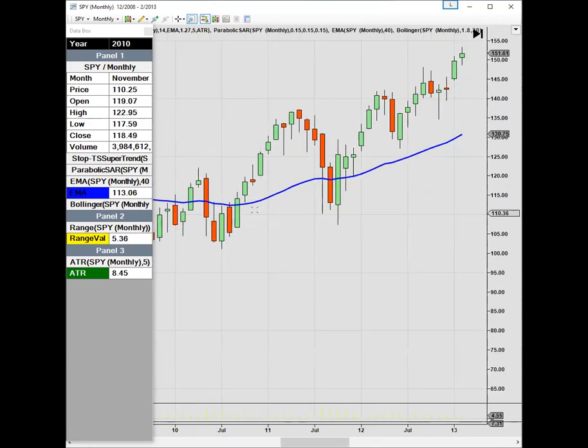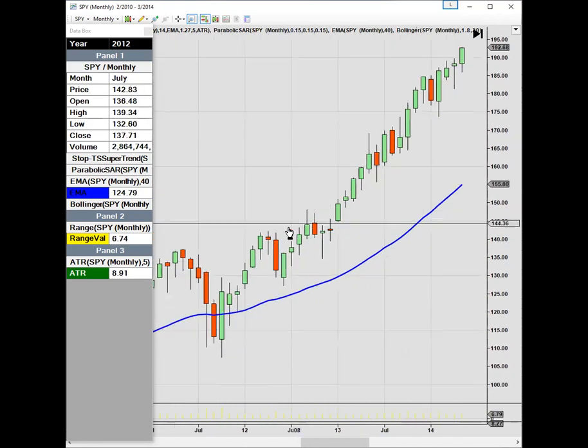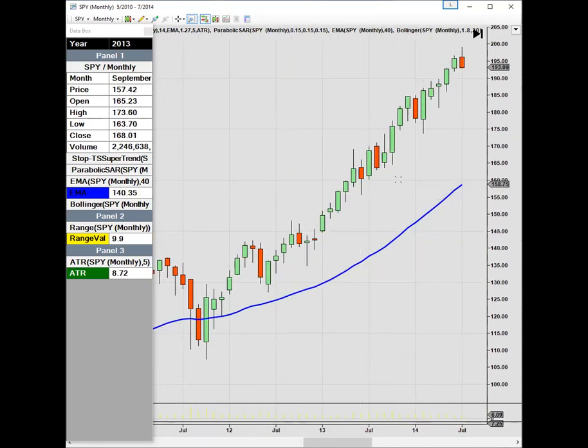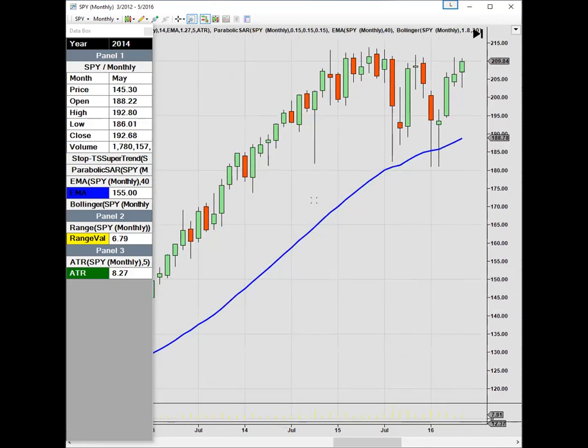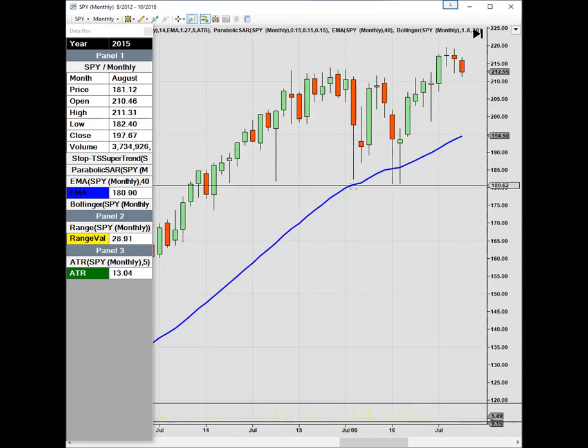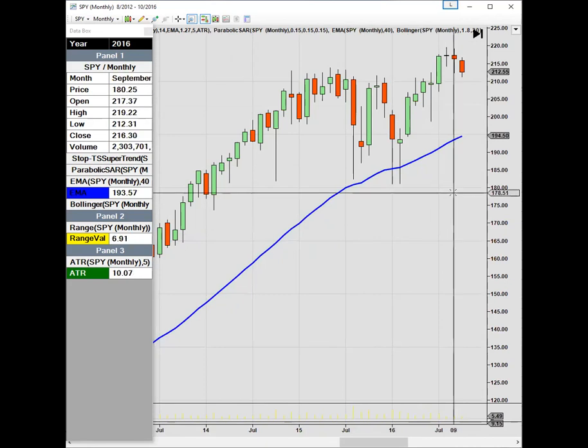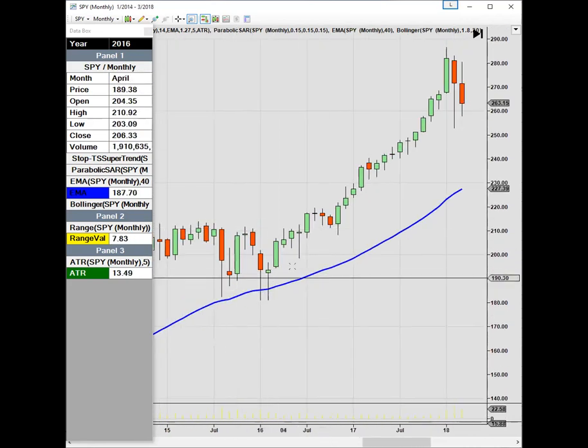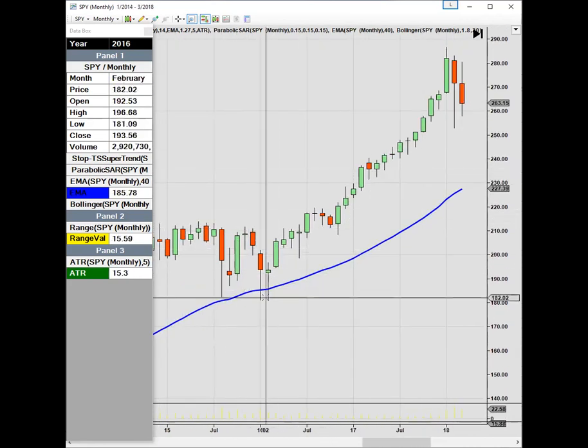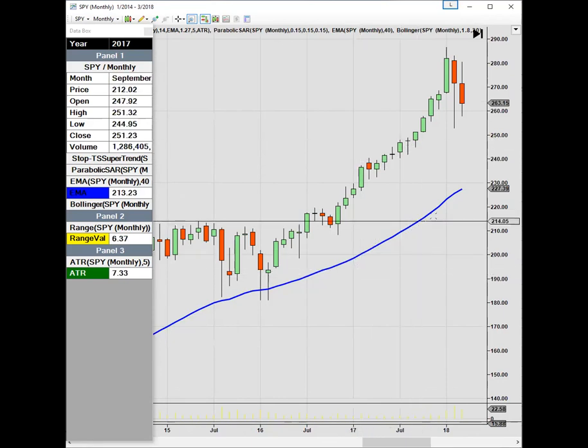Since then, every couple of years, the market pulls back to the 40. And as it's pulling back, you'll hear the folks on TV and media freaking out: the market's dropping forever, it's going to go down forever. But every couple of years, it pulls back to the 40. Years go by, massive uptrend, pulls back to the 40. A couple of years later, it just pulls back to the 40 and then continues the uptrend. This is the 40. This is the way.